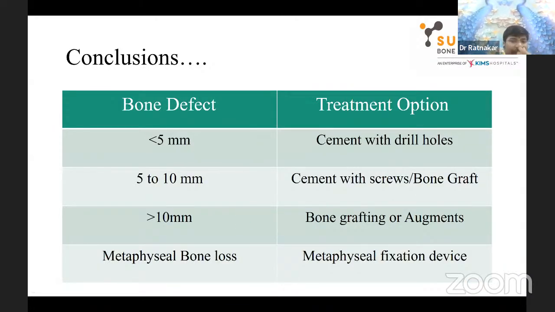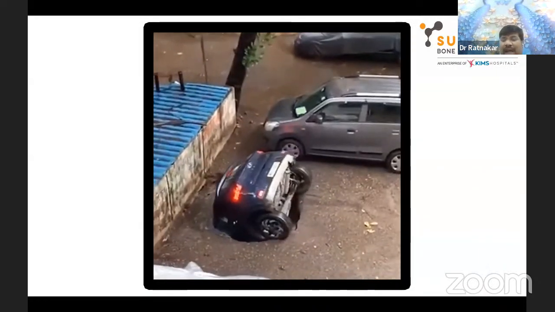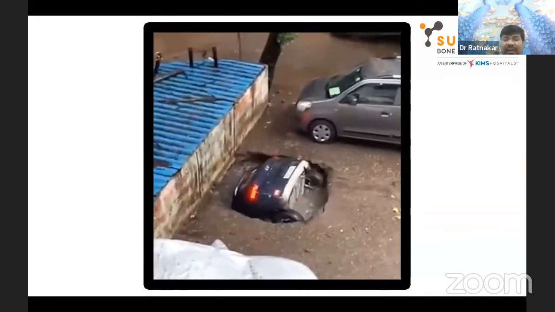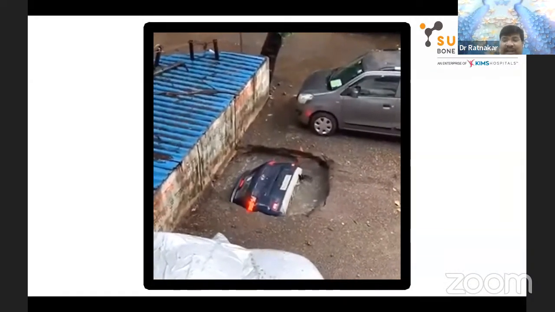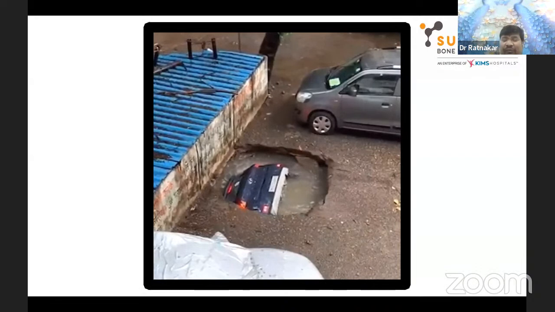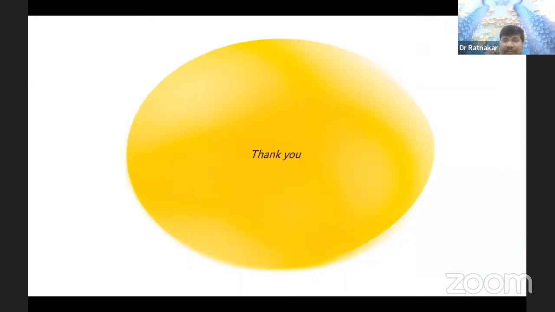Just to conclude, if you have a defect of less than 5 millimeters, you can use just cement with multiple drill holes. If you have a defect of 5 to 10 millimeters, you use cement with screws or a bone graft. Whenever it is more than a 10 mm defect, you use your bone grafting or augments. And if you have metaphyseal bone loss, you use metaphyseal fixation devices, which are very less commonly used in a primary scenario. So if you do not plan your defects properly, your TKR is going to fail like this. So please plan your TKR and your bone defects properly well before the surgery and keep the necessary things in your armamentarium. Thank you.